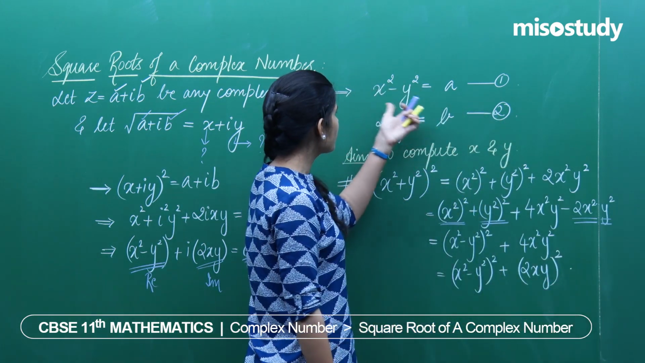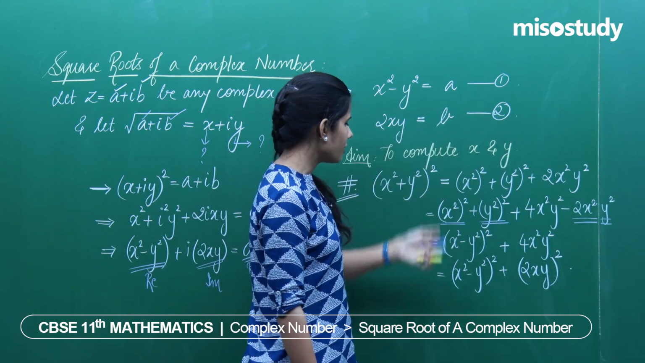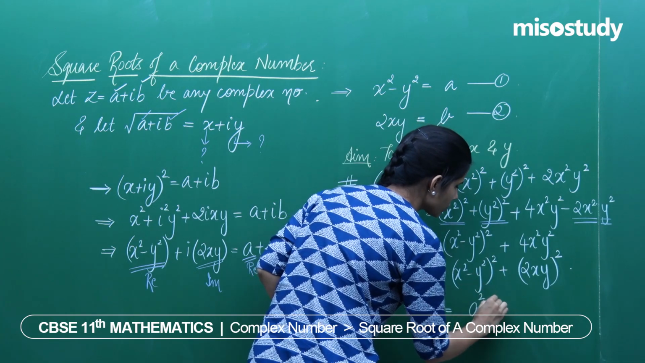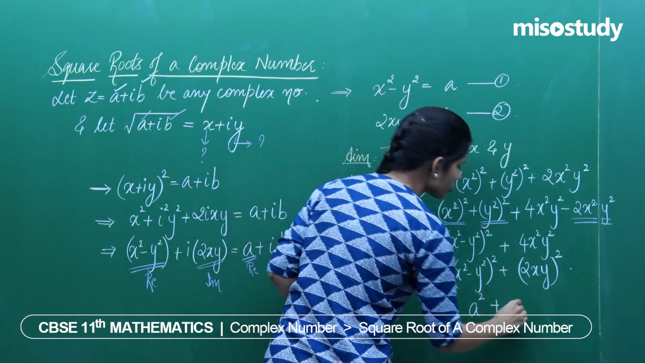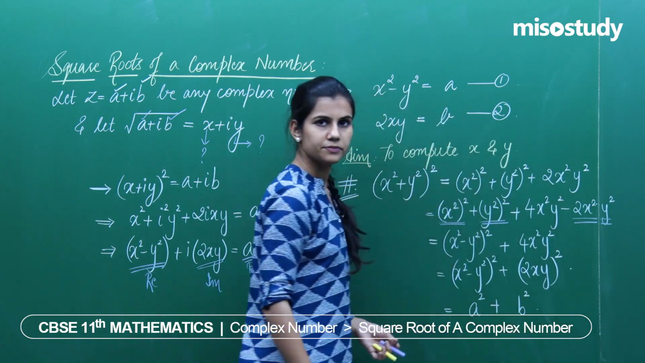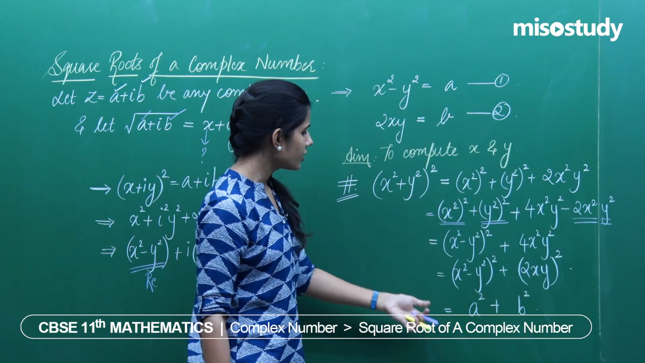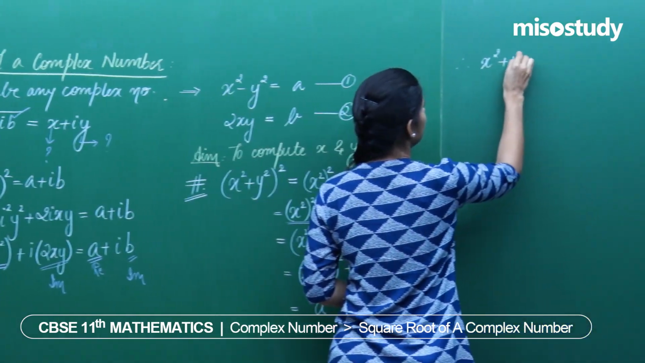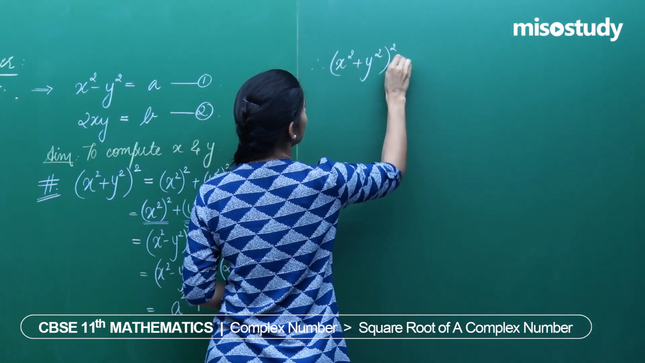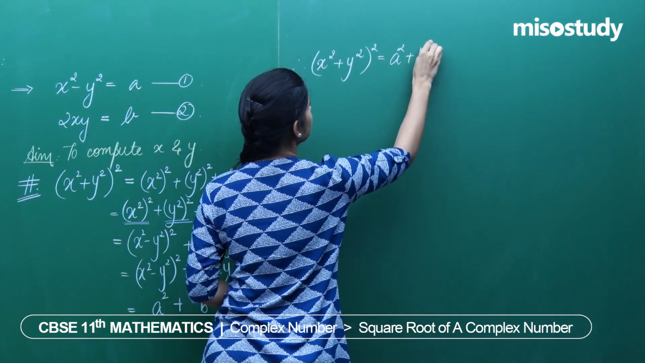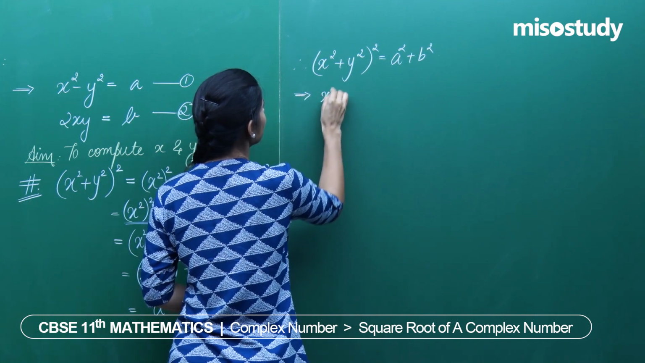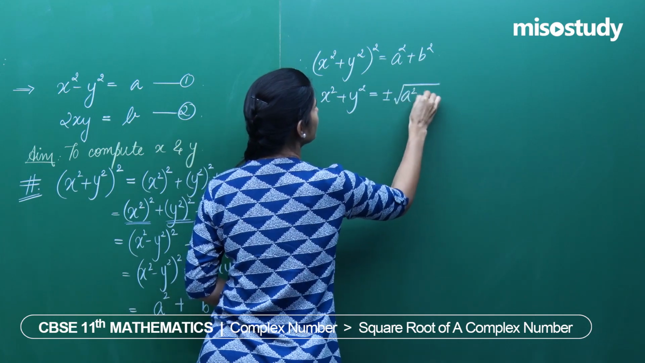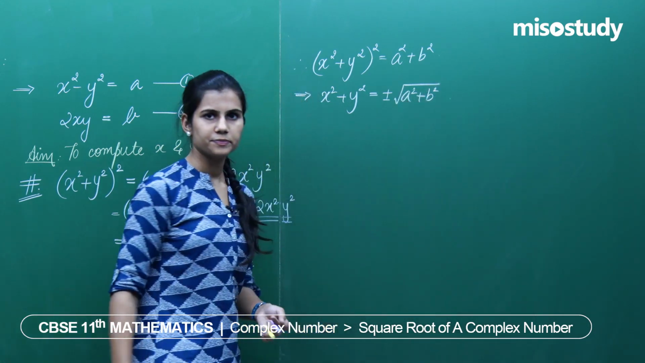You know that x square minus y square is a and 2xy is b. X square minus y square is a, so x square minus y square whole square is a square. 2xy is b, so 2xy whole square is b square. You have got x square plus y square whole square is a square plus b square. This means x square plus y square equals plus minus square root of a square plus b square.